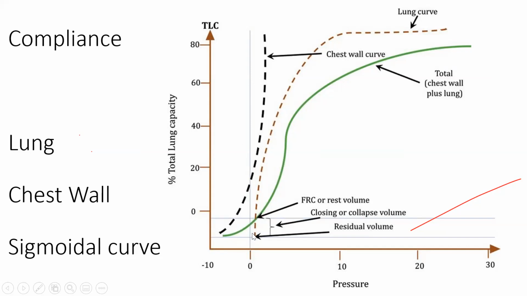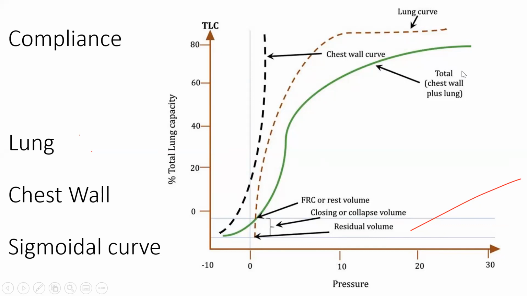But if you look at the lung compliance, it takes a lot of pressure from there to here to reach this peak pressure, peak volume. Yeah, this is the lung curve. The combination of this chest wall compliance and lung compliance is the total compliance that we are dealing with.